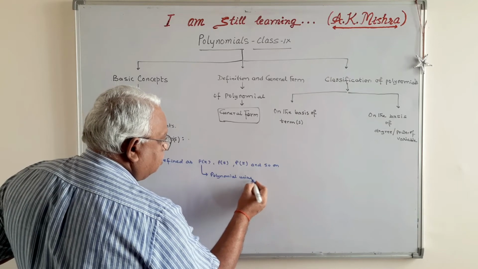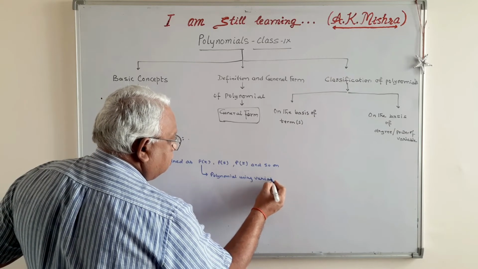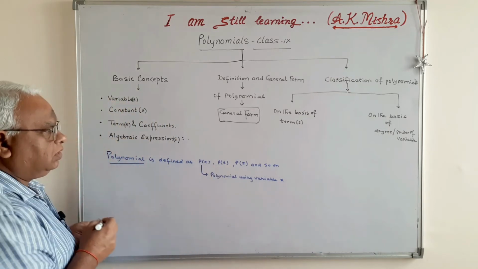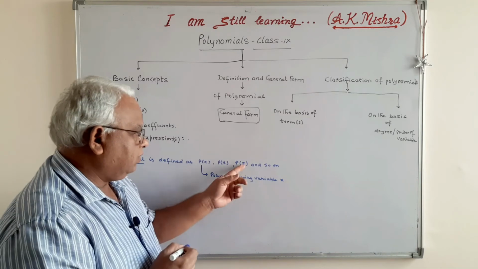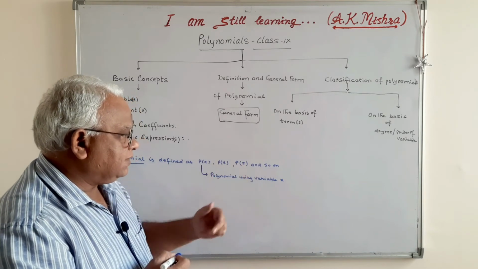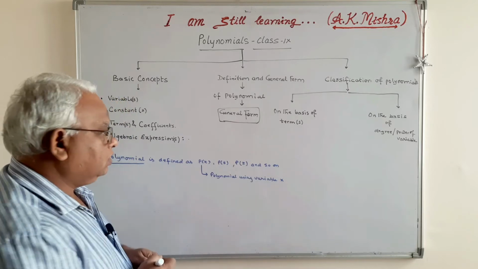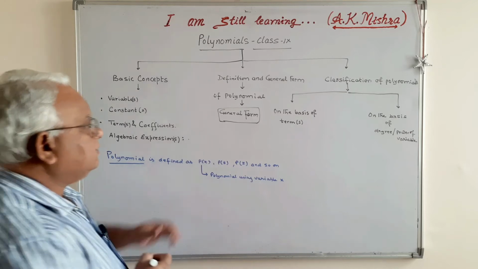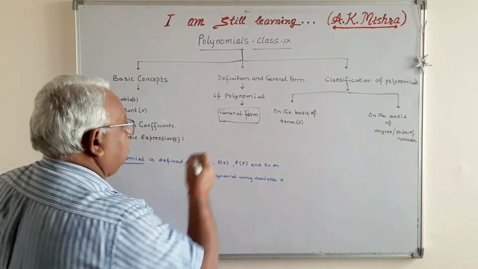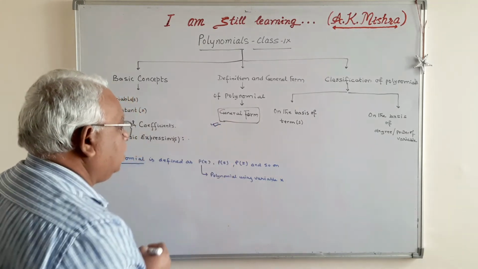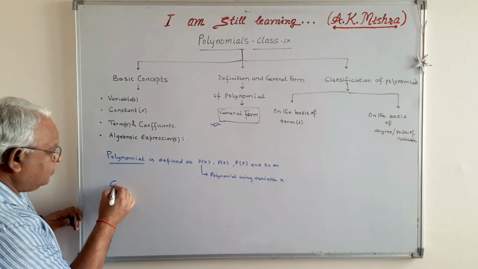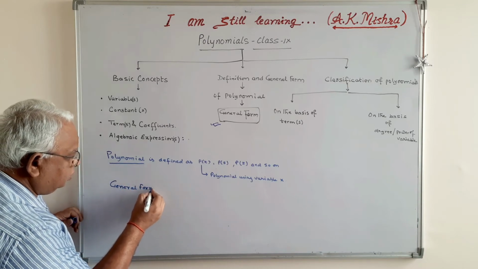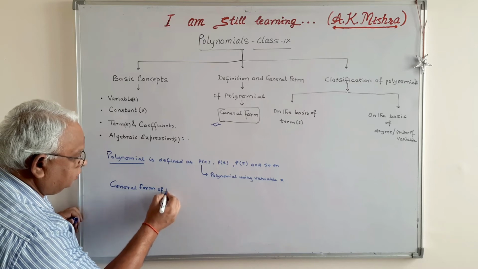Similarly, py means polynomial using variable y, pz means polynomial using variable z, and you can use any other alphabet and define polynomial yourself. Now let us come to understand this basic thing. This is very important to understand. So what is the general form of polynomial?